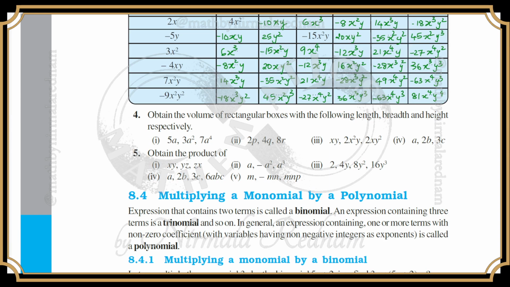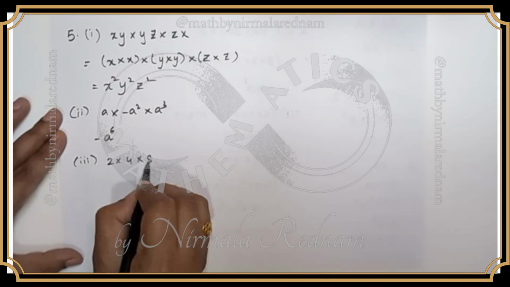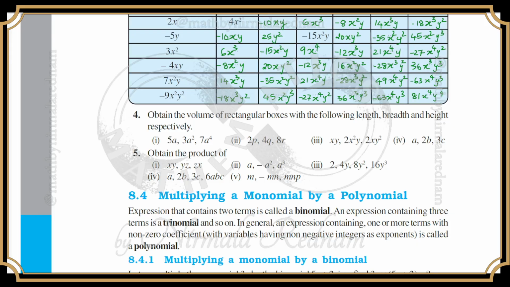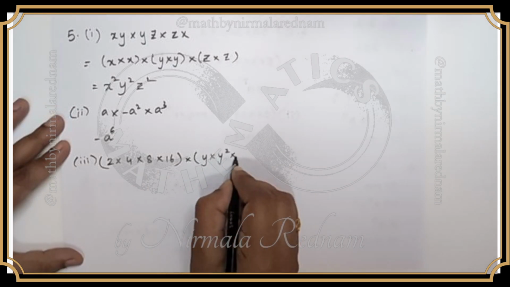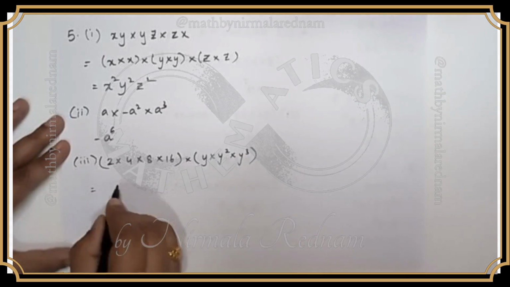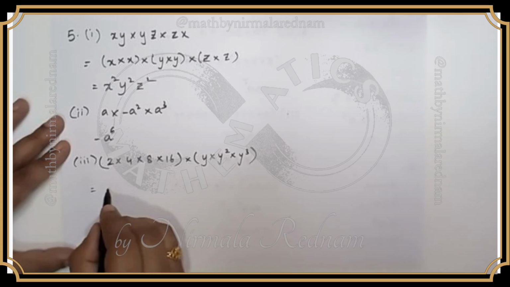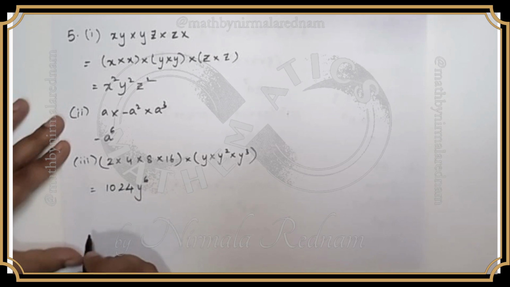Next, I have 2, 4y, 8y square, 16y cube, right? So let me write the coefficients 2, 4, 8, 16. And then the variables are y, y square, y cube. So what is this? I have 8 cube into 2, right? Which is 512 into 2, 1024. And then I have y power 6. So that is your final answer.